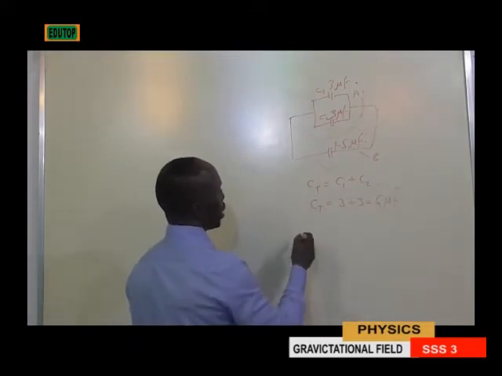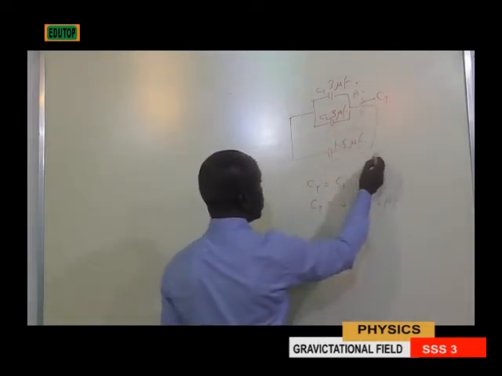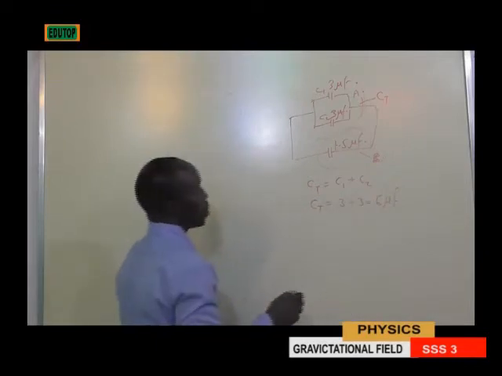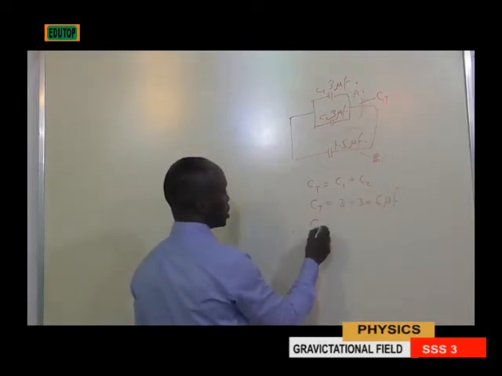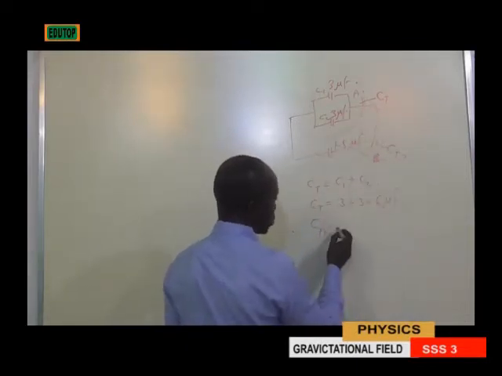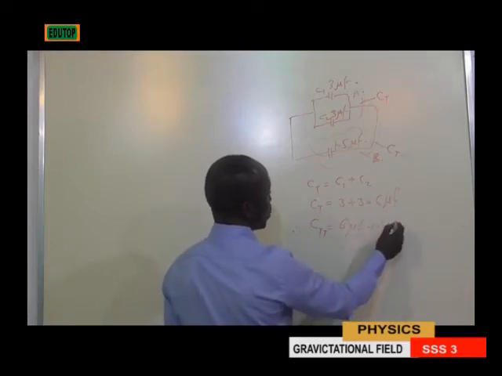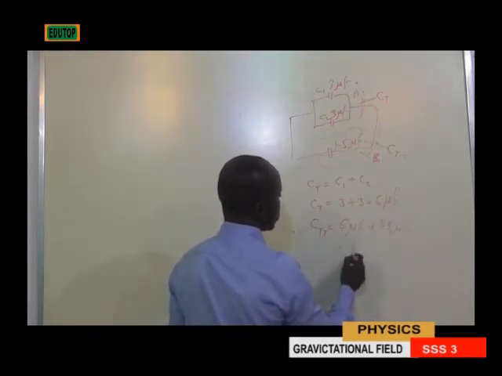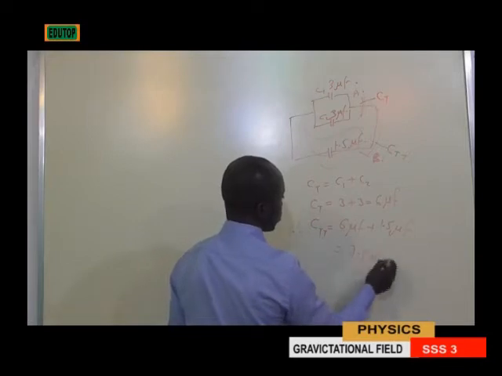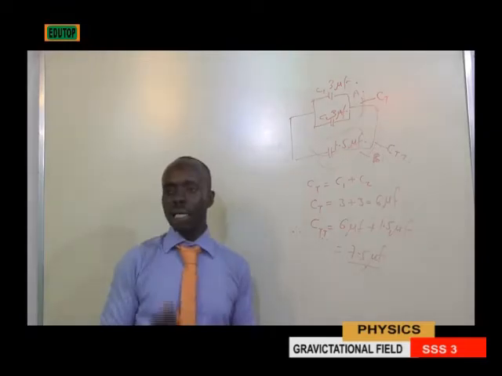So if I now have that, note that your C total and B are also in parallel. So therefore, you can say my C total now will be 6 microfarad plus 1.5 microfarad. From there you have 7.5 microfarad. Hope you are getting it. So it's as easy as that.